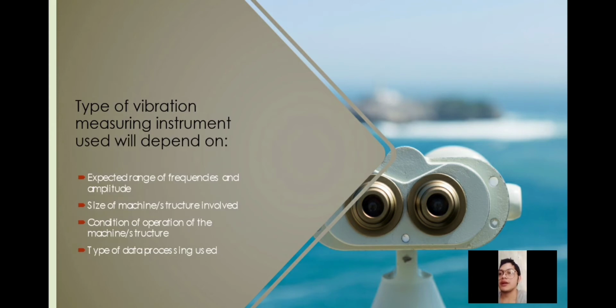The types of vibration measuring instrument used will depend on the respective range of frequency and amplitude, size of the machine or structure involved, condition of operation of the machine or structure, or type of data processing used.